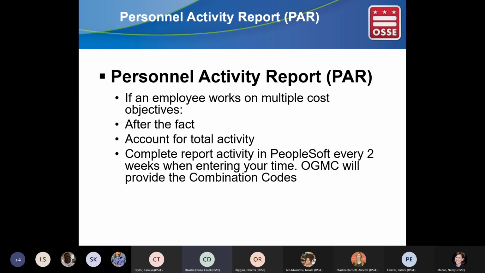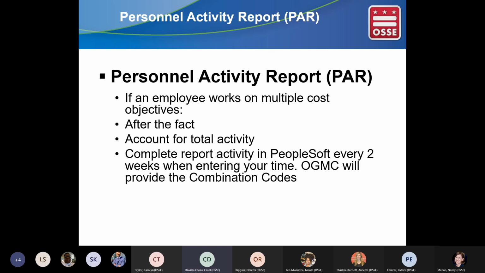Sure. So as Nancy explained, the personnel activity report, which we generally refer to as either the PAR or the SAC. The PAR was really designed for those employees that are being paid with more than 2 federal grants, okay? Like Nancy explained, the SAC is if you're being paid with 1 federal grant and local, or maybe 100% federal grants.